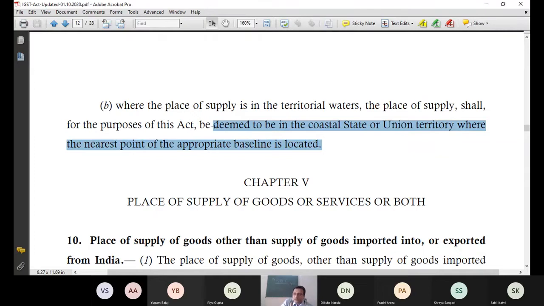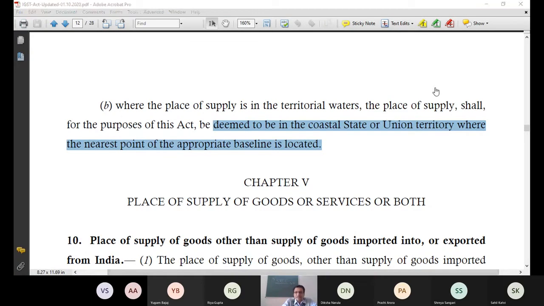That's it. This provision simply tells you that whether you need place of supply or location of supplier, whenever the supply is happening in territorial water, check the nearest baseline, and in whichever state the nearest baseline falls, that becomes the place of supply as well as the location of supplier. That's it. This is what section 9 is.